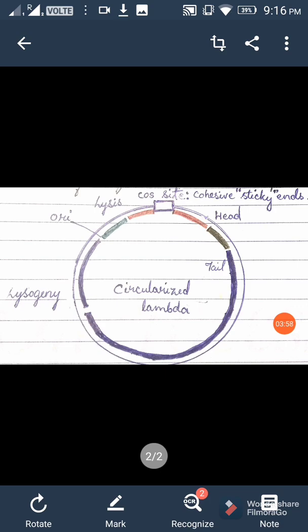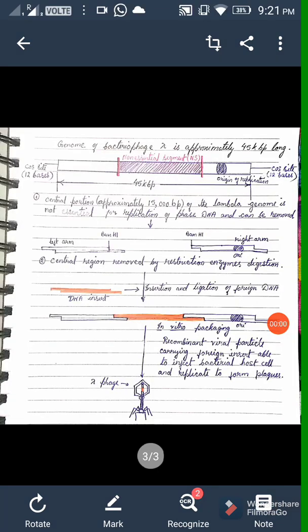Okay, it will always be lytic. So just remember this important point. So let's see how this bacteriophage lambda genome, this DNA, can be used as a vector. How can we insert our DNA into this? It's simple, as in any other vector.